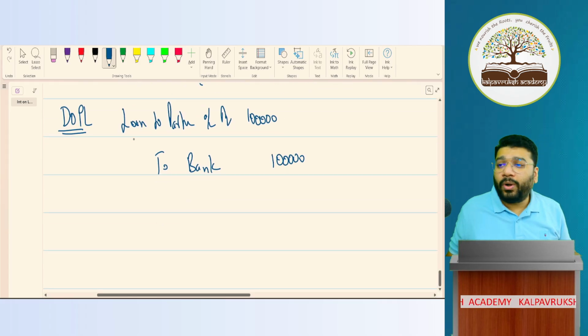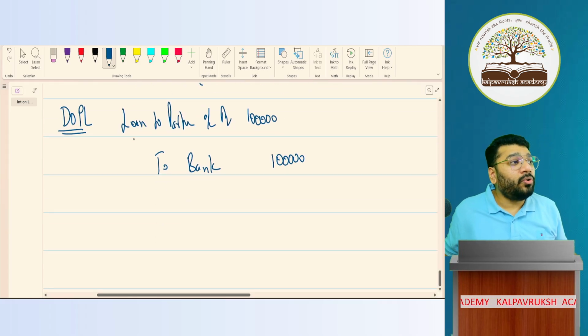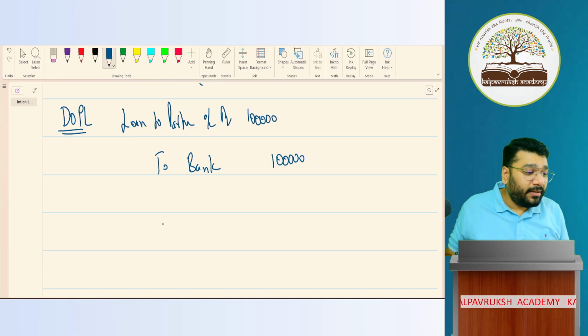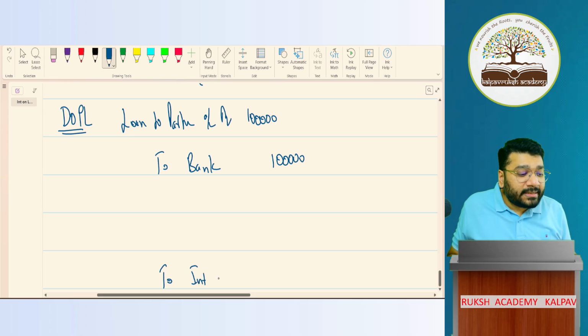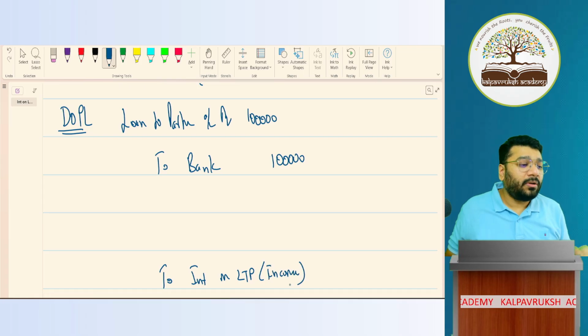As per the golden rule, what is the golden rule for nominal accounts? Debit all expenses and losses. Credit all income and gains. So, to interest on loan to partner. In bracket, I'm recording income. Got it? Not got it?